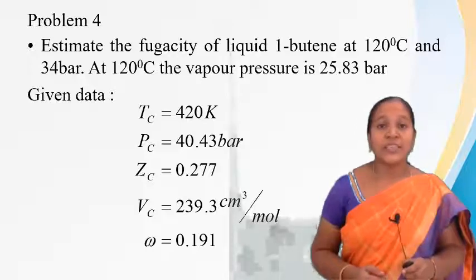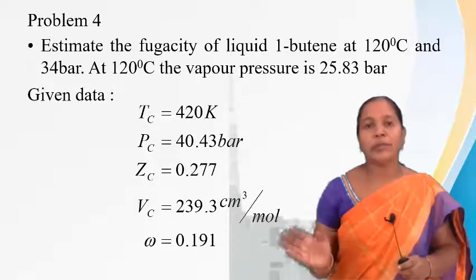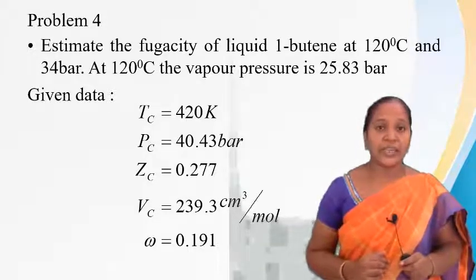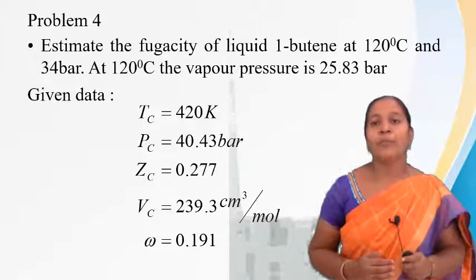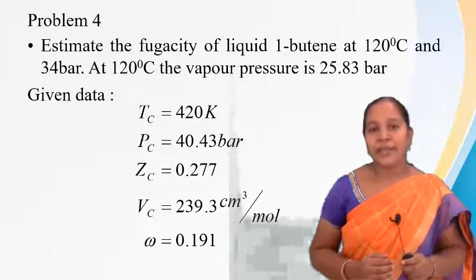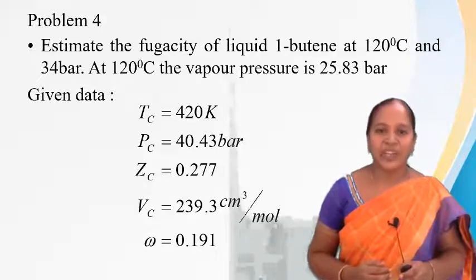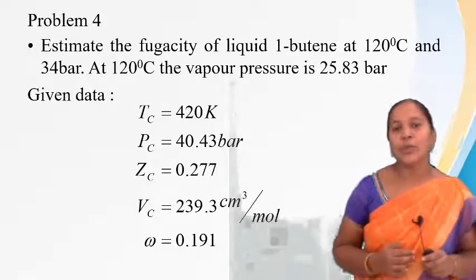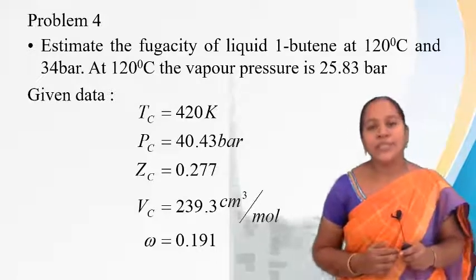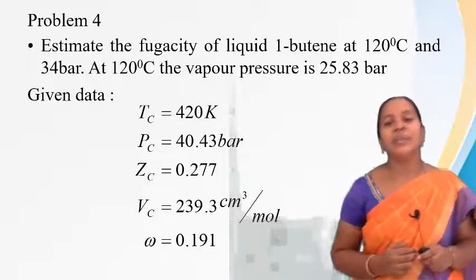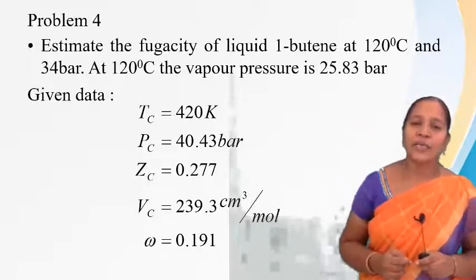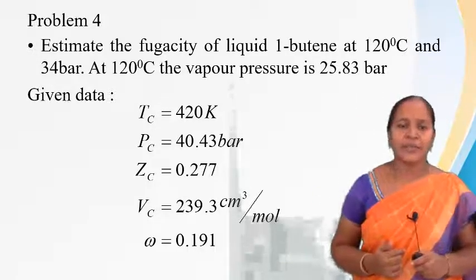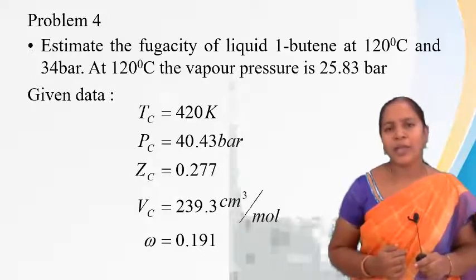I repeat, estimate the fugacity of liquid 1-butene at 120 degrees centigrade and 34 bar. At 120 degrees centigrade, the vapor pressure is 25.83 bar. Given data is Tc equals 420 Kelvin, Pc equals 40.43 bar, Zc equals 0.277, Vc equals 239.3 centimeter cube per mole, omega equals 0.191. This data is given in our problem, otherwise we have to get it from the tables.